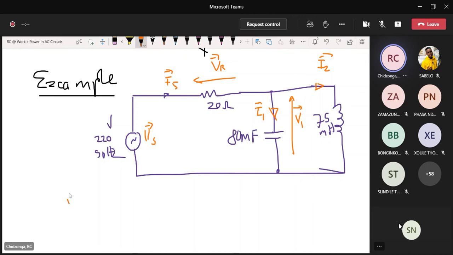Like that. So question number 1, find IS, find VR. These are phasors, even if I don't put that arrow, you should know I want a phasor. I1, I2, and V1. Also calculate the direction.